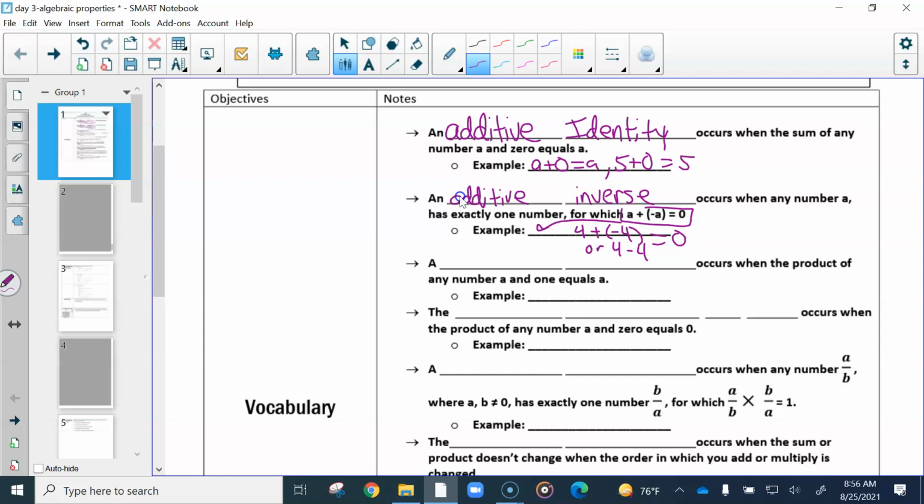For this one, a multiplicative identity, that's multiplicative, basically you're multiplying. Identity occurs when the product of any number a and 1 equals a. So if we're using a variable, a times 1 equals a. If we're using numbers, 5 times 1 is 5.